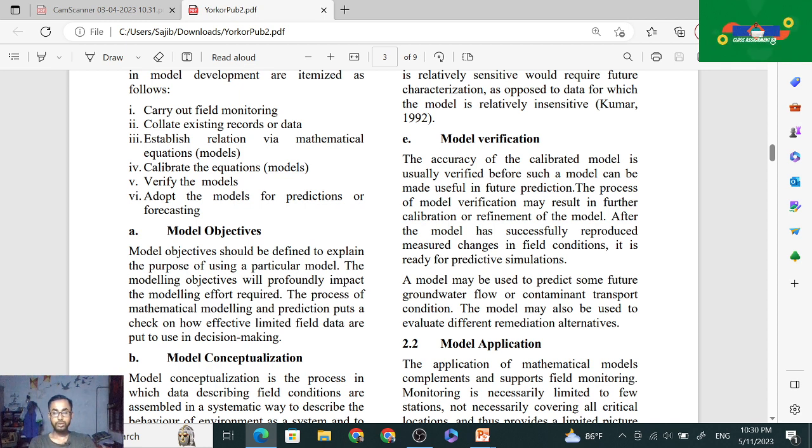The process of model verification may result in further calibration or refinement of the model. After the model has successfully reproduced measured changes in field conditions, it is ready for predictive simulations.